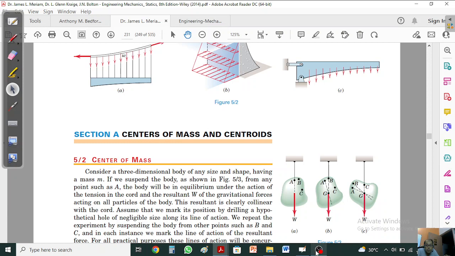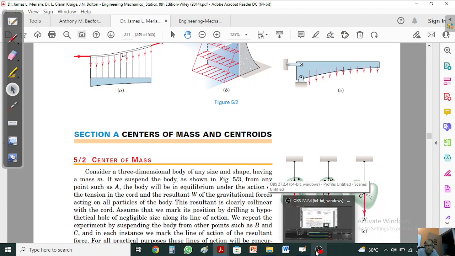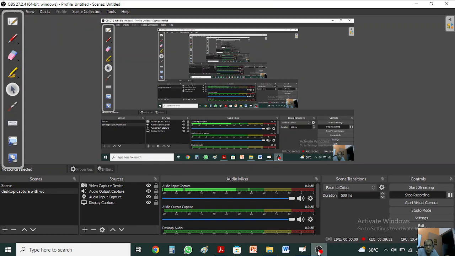So I hope you have understood the initial fundamental concepts of centroid, center of mass and center of gravity. We shall proceed with numericals in the next lecture.